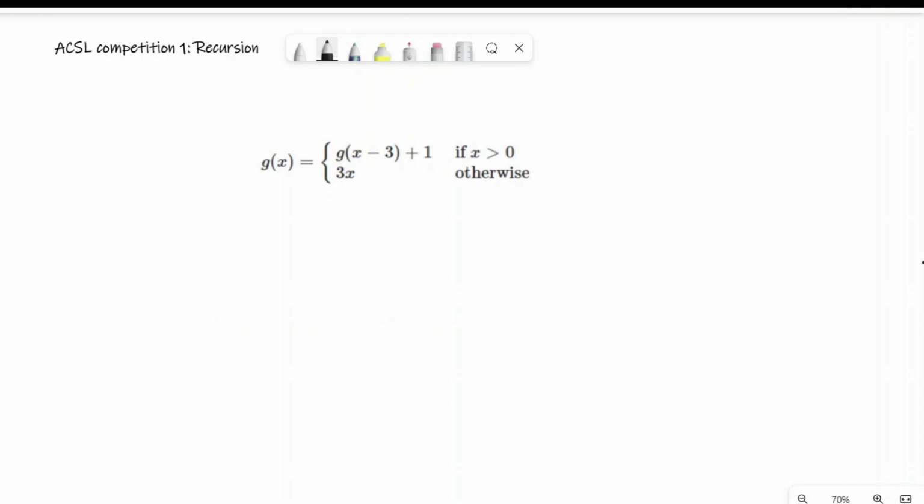Okay, so this is ACSL Competition 1, and the topic is recursion. So we're going to go over what recursion is, what recursive functions are, and then three different examples that you're going to need to know for the ACSL problems themselves.